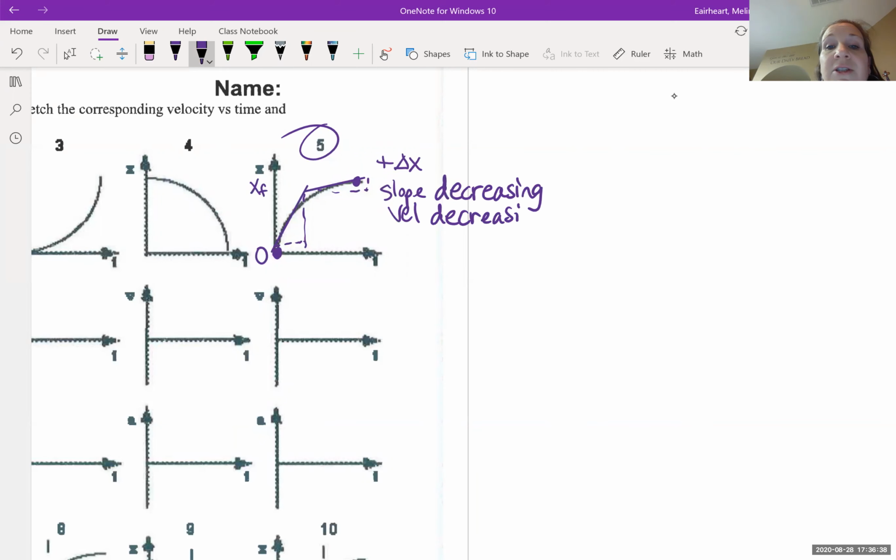In what direction? Well, both of these have more of a positive incline, and so they are both a positive slope and a positive velocity. But again, decreasing in value. And so how do we show that on a velocity graph?